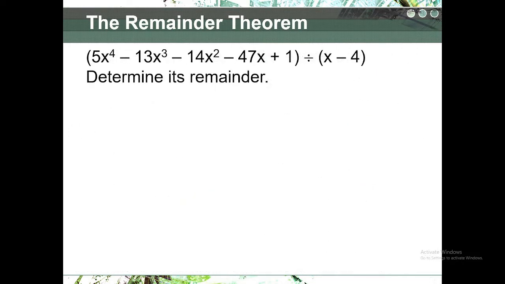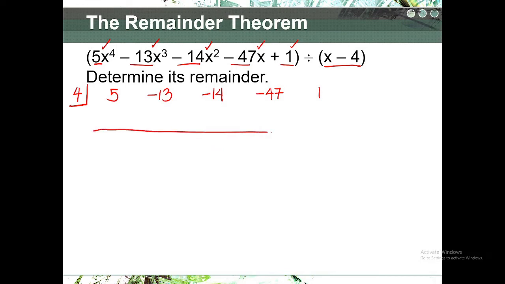Let's have more examples. Example number 2 for the remainder theorem. So let's make use of synthetic division first. So the value of a based on the divisor is 4. And then the coefficients: x raised to 4, that's 5. X cubed, that's negative 13. X squared, that's negative 14. For the value of x, that's negative 47 coefficient. And the constant term, which is 1.